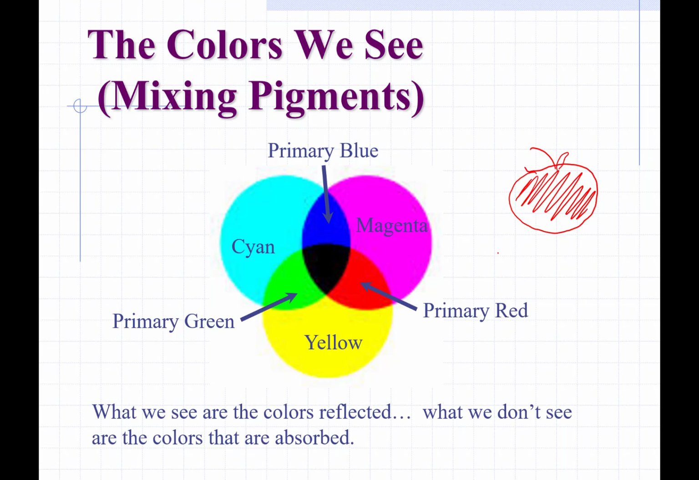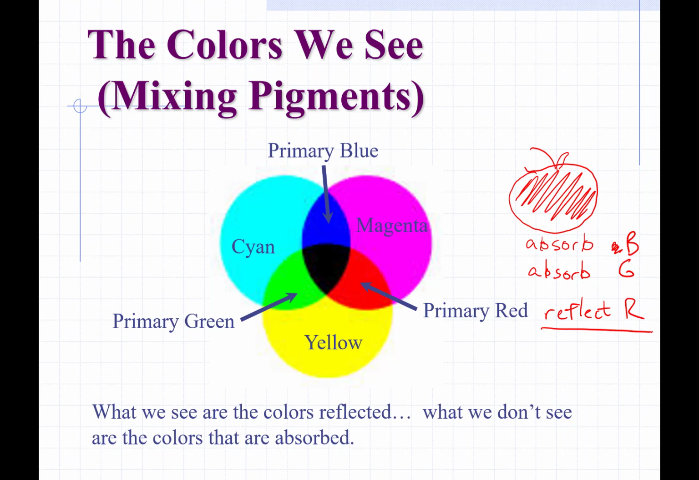If we shine white light on it, then that means it's going to absorb the blue. I'm just going to do big B for blue, and it's going to absorb the green, which means it's only going to reflect the red.